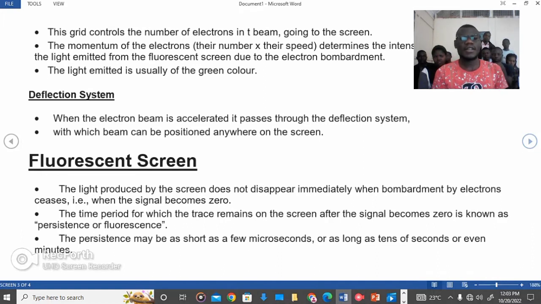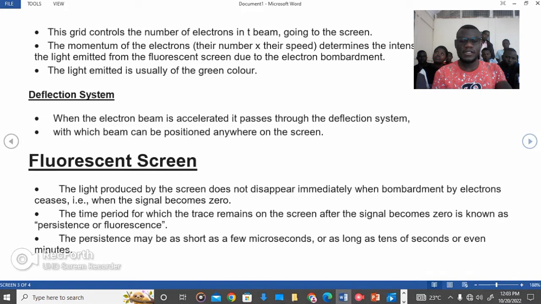Okay, because of time, let us go to the glass tube. You read on your own. All the components of the cathode ray tube are enclosed in an evacuated glass tube called the envelope. So the envelope is just the evacuated glass tube where all the components of the CRT are enclosed. And this allows the emitted electrons to move about freely from one end of the tube to the other end.